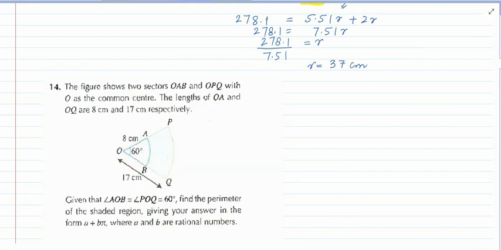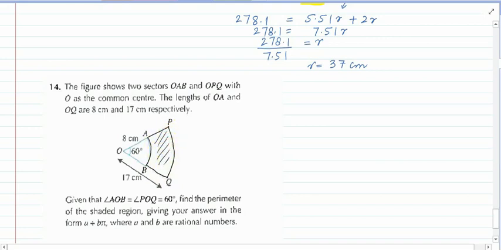So first I need to highlight the boundaries of perimeter. So this region highlighted with the black pen is basically the boundary of this shaded region, right? Give your answer in the form of A plus B pi. It means that you don't need to expand pi in this question where A and B are rational numbers. Okay. So first thing, as you know that we need these four lengths, right? So first I am going to find the length 1, that is AB.